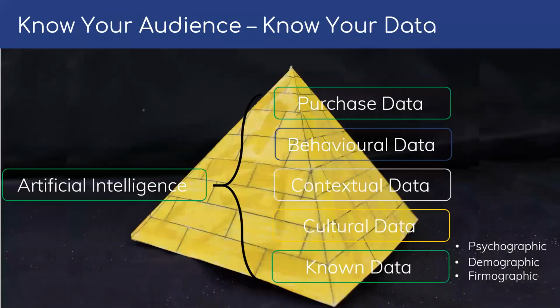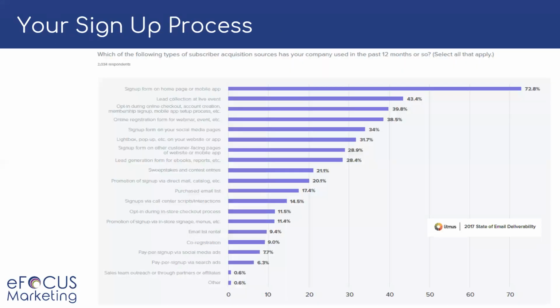To know your audience, you need to understand the different areas of your data. And I like to call this your data pyramid. So it's made up of 5 key areas and then the analysis area that can be used through artificial intelligence. So let me take you through each of those areas and some examples of how you can collect that data in your business. So we start with known data.